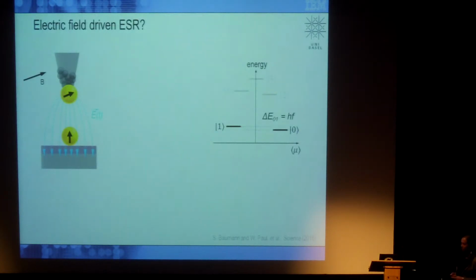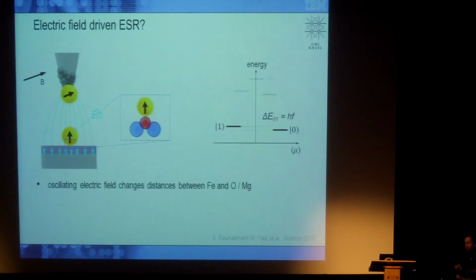Now, how does this work? How can we drive spins with an electric field? For that, we have to look again at the immediate environment of our iron atom. The iron atom has, as I said before, the oxygen atom and the 4 magnesium atoms around it. Electric fields don't manipulate the spin directly, but they manipulate orbital moments. Basically, they move charges around.